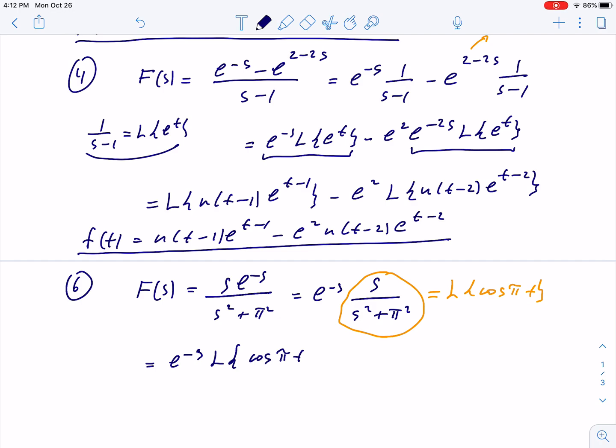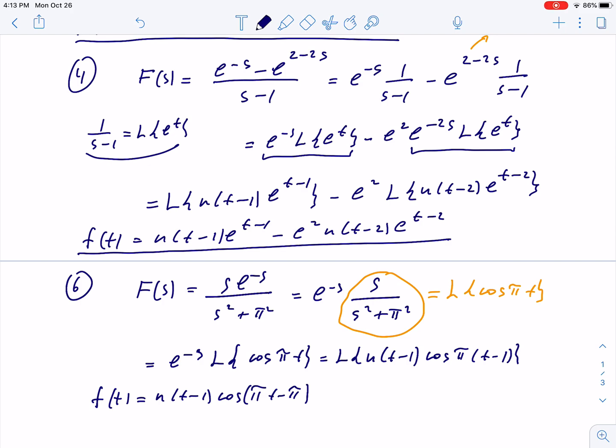cosine pi t. And using the t shift, this becomes Laplace of u(t minus 1), because a is 1, cosine pi(t minus 1). Everywhere when we see t, we write t minus 1. That's how it works. So what is our original then? This will be f(t) inside L, u(t minus 1), cosine. I shall multiply inside here, it will be pi t minus pi.